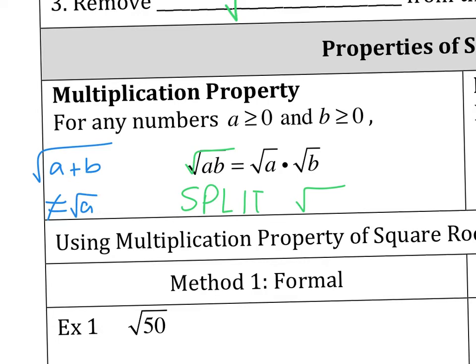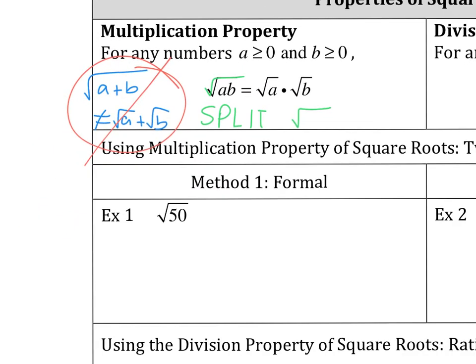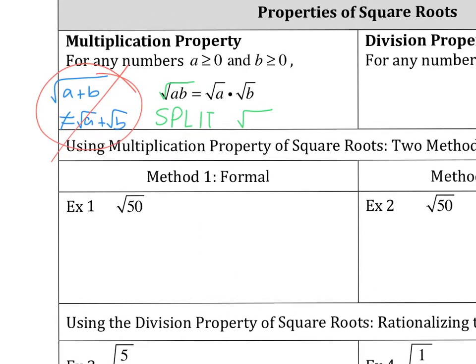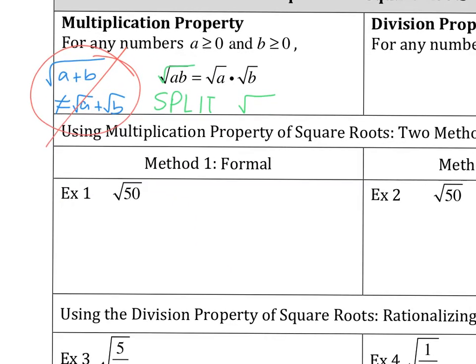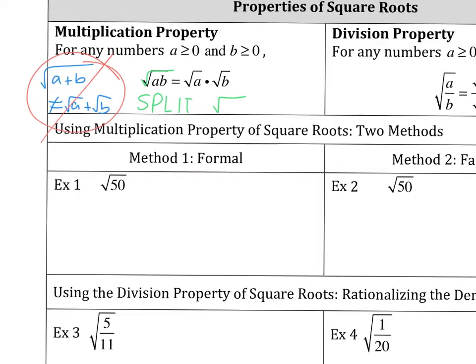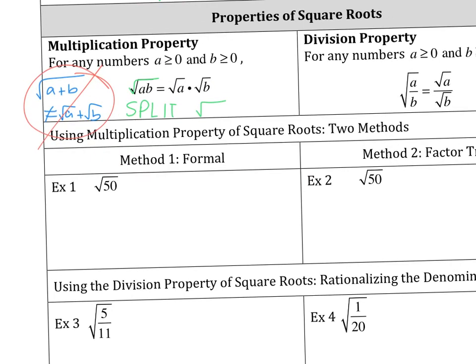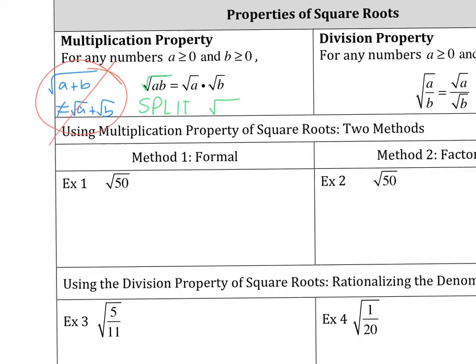It does not mean that I can split when it's adding or subtracting. I cannot do that. What I am doing is that if I have multiplication, I can split the radical. So we're going to look at two methods. One is the formal method that you see in a book, and the other method is sort of for those of us who have a hard time instantly seeing the perfect square, and we need a little bit of help.